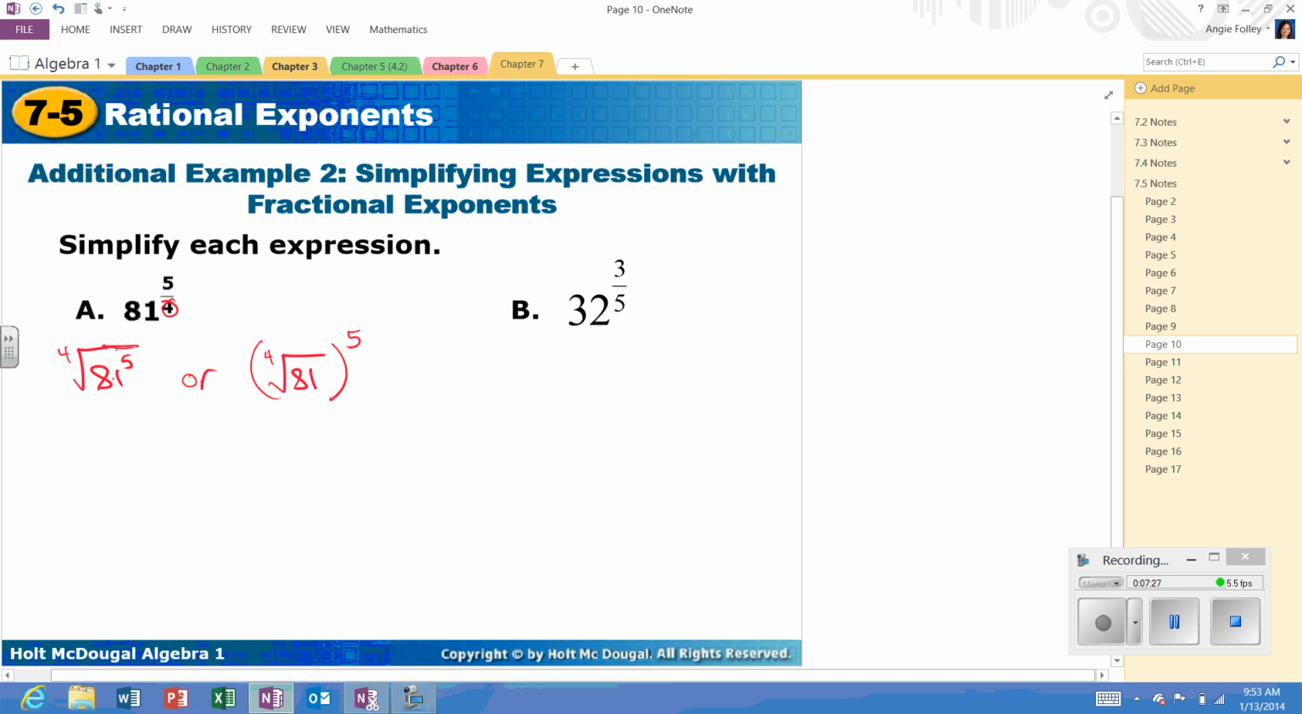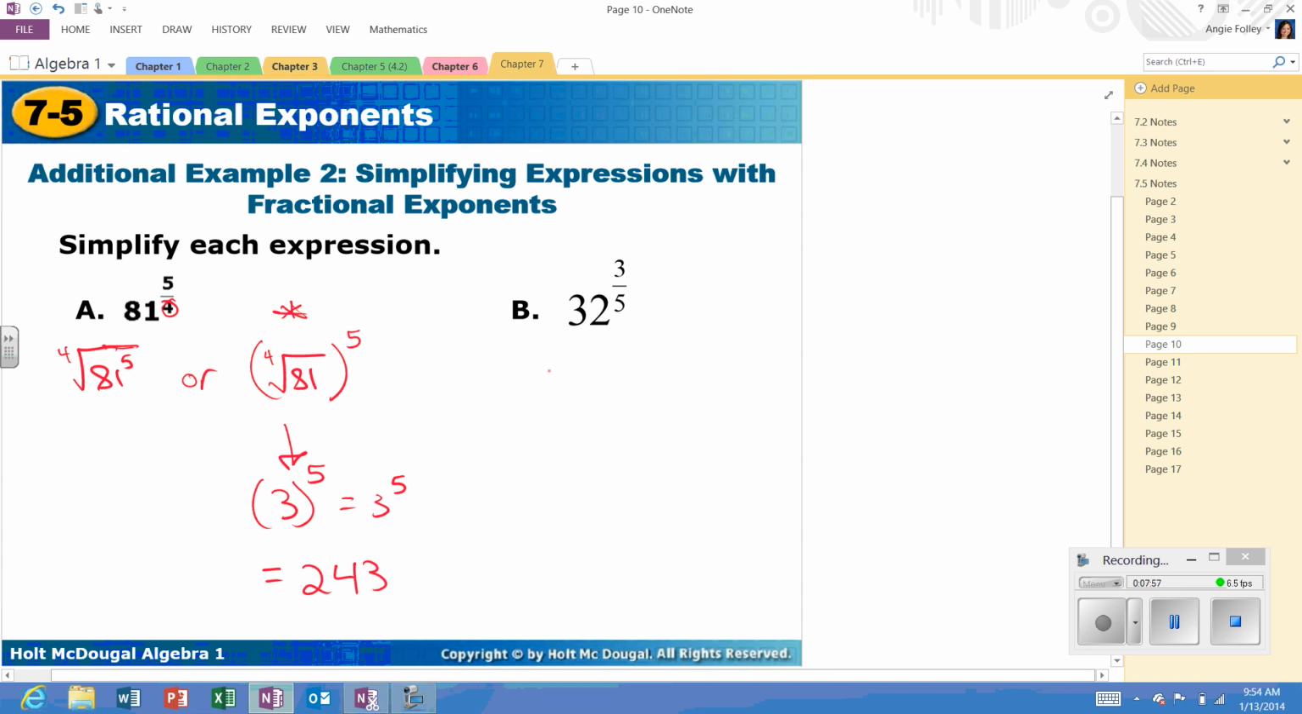I think that this would take a long time to do, 81 to the 5th power. However, I think taking the 4th root of 81, in this case, I would use this one, it's faster. The 4th root of 81 is 3, because 3 times 3 times 3 times 3 equals 81. So we still have 3 on the inside, and we have that to the 5th power. Since you don't have a calculator, you could leave this as 3 to the 5th if you wanted, but if you wanted to multiply it out, this is equal to 243.